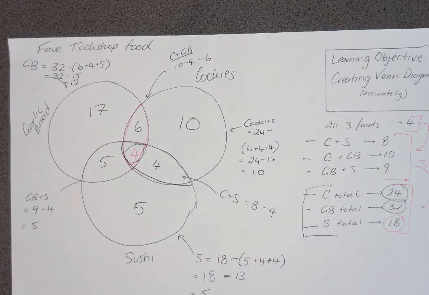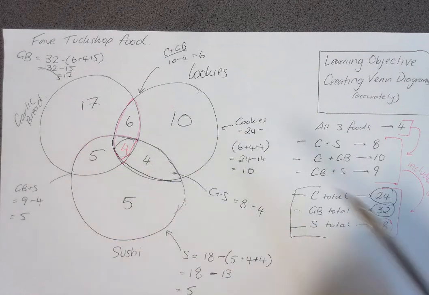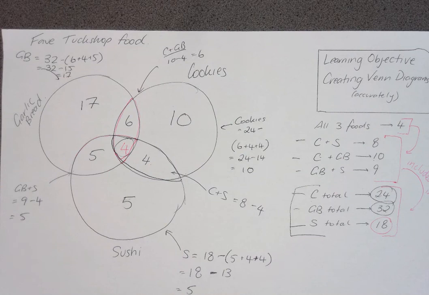So I've said it has to be created accurately, and it's because we actually have to do some maths. If we're just putting numbers that we see here straight into the circles, it's not going to be accurate.